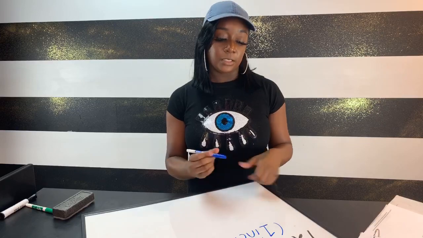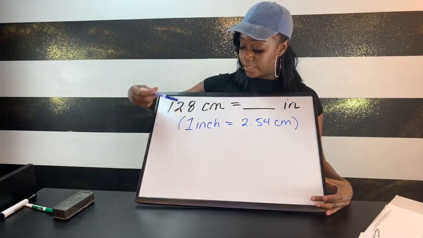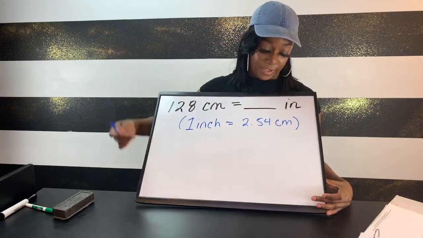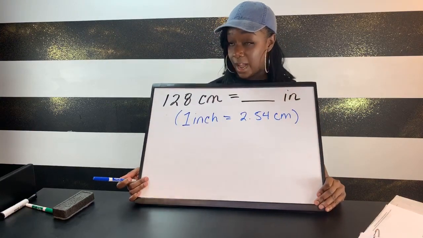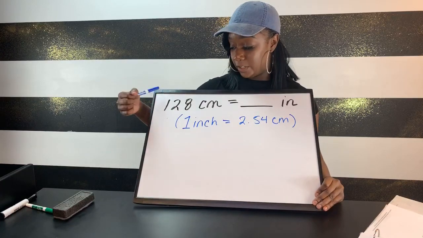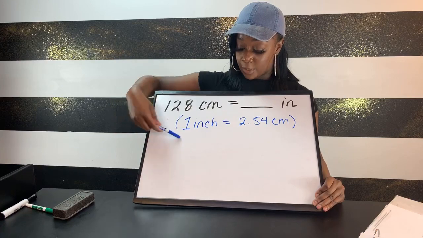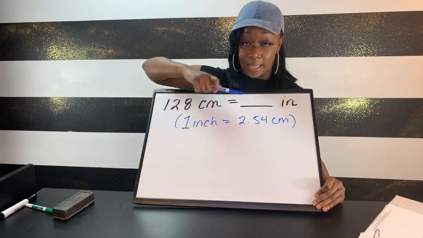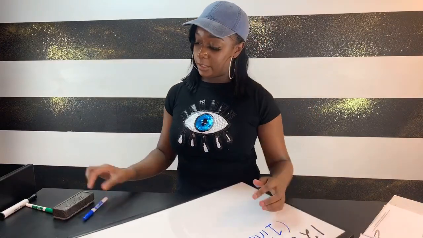All right, so this question says 128 centimeters is equal to how many inches? And of course, they give us our key. 1 inch is equal to 2.54 centimeters. Okay, so remember I told you guys the very first step is we always want to write what they give us, what's being converted. I'm going to write that here, and then we're going to write the conversion factor as a ratio in order to be able to do the conversion. So let's see how we come out.